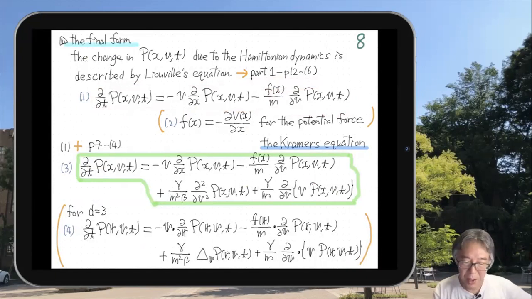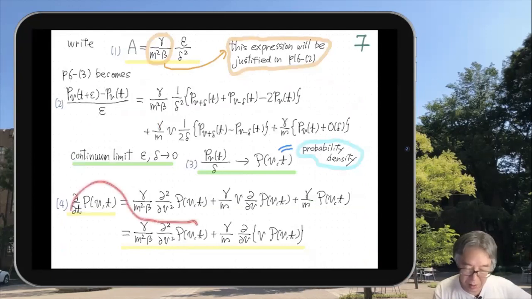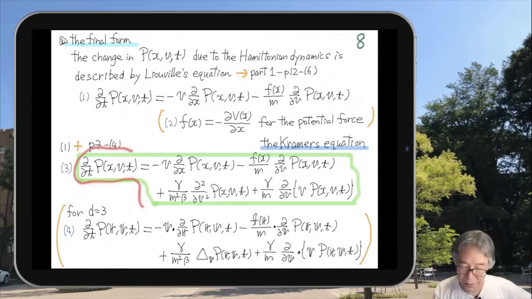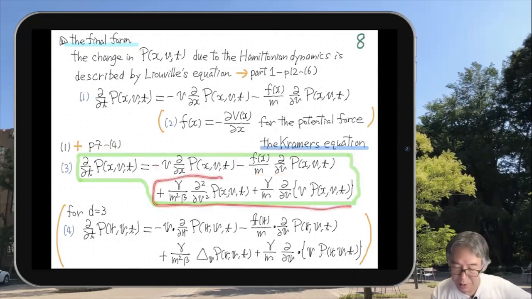So this takes care of the deterministic Hamiltonian dynamics, and we have seen that this takes care of the collisions of water molecules. So you simply add these terms to get the final form. This is called the Kramers equation, and it describes the time evolution of the probability density describing the phase space point of a Brownian particle. Did I say it correctly? Anyway, you know it. It's a bit complicated, but this part is Liouville's equation, and this part with gamma describes the effect of collisions.